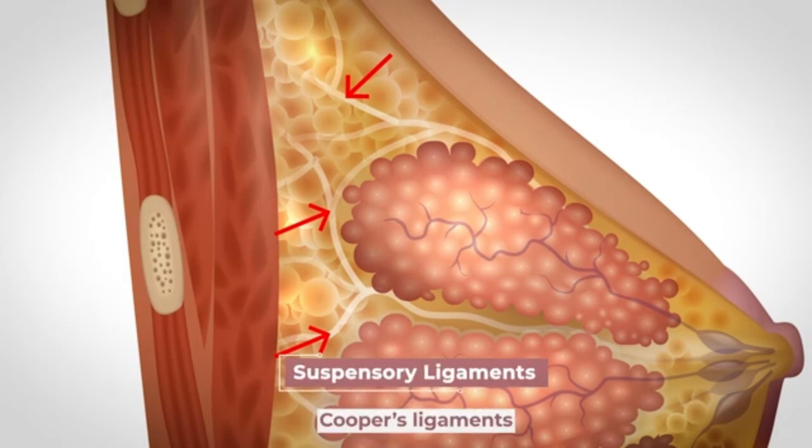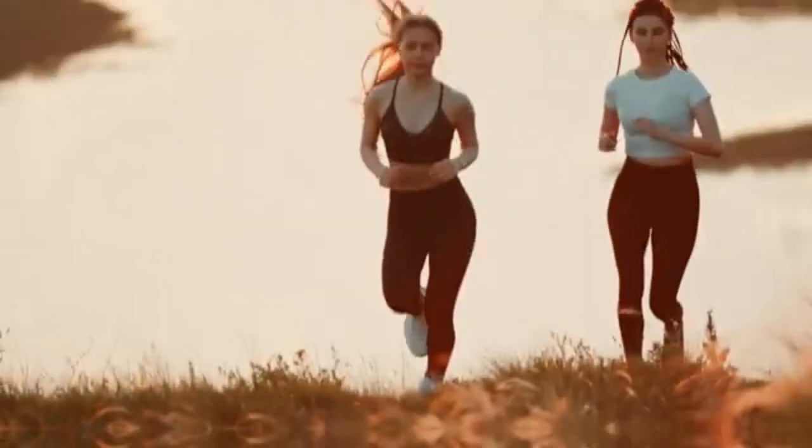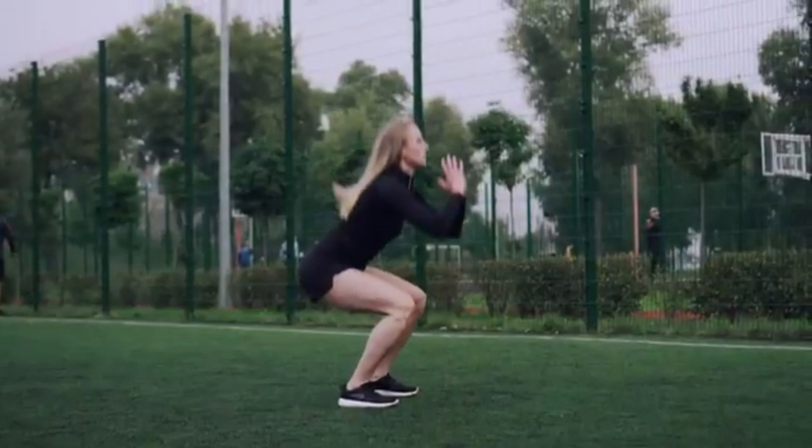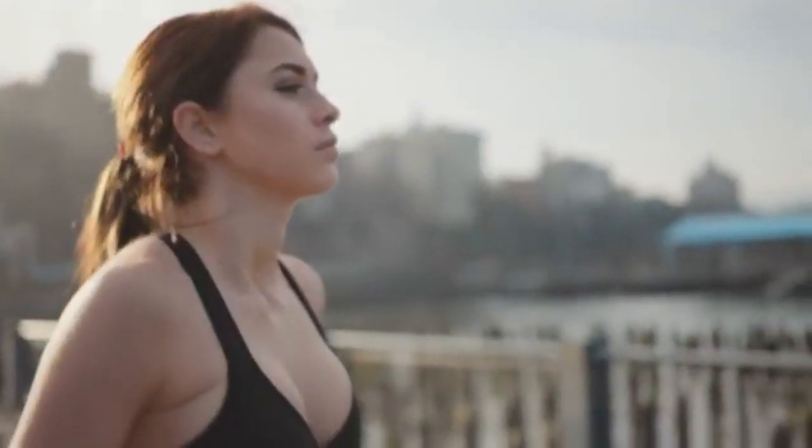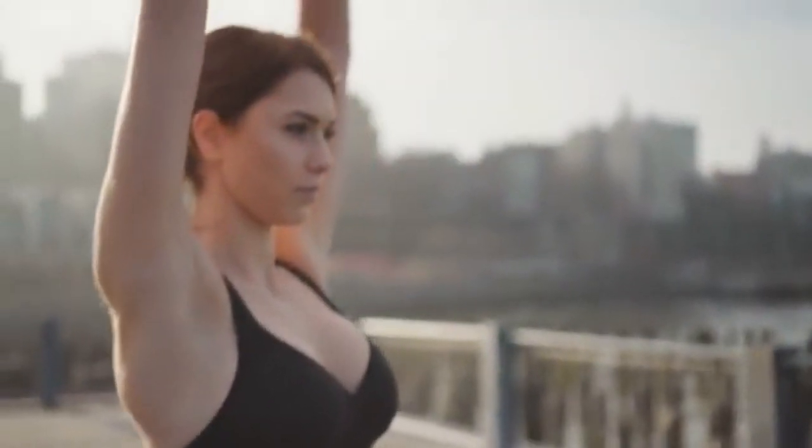And what's interesting is that these ligaments do become looser with age, which contributes to the sagging of the breasts as the female gets older. And they can also become looser with excessive strain that could occur with long-term jogging or other high-impact activities. And this is why wearing a sports bra can help to maintain the integrity of these ligaments.